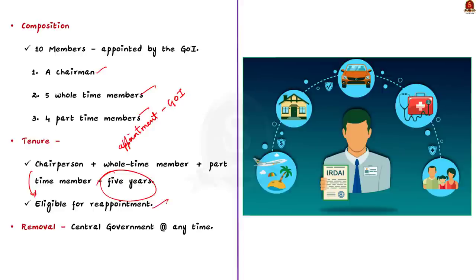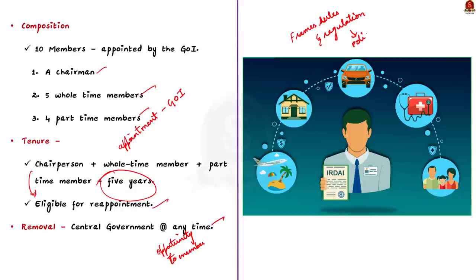Now talking about the removal of members. See, the central government may remove any member from office at any time. Before being removed, the members can be given a reasonable opportunity to be heard. This is about the composition, tenure and removal. Now let's see how IRDAI works. See, the IRDAI frames rules and regulations without any ambiguity towards any particular insurance company. And to ensure fairness and financial soundness of the industry, the main work of the IRDAI revolves around the policyholders' interests. So this is about IRDAI working.